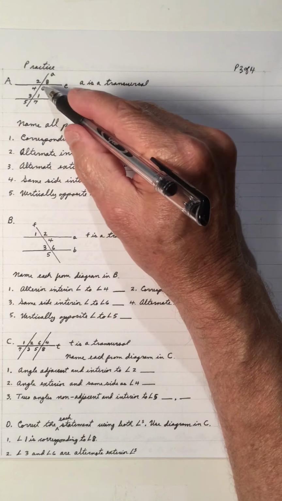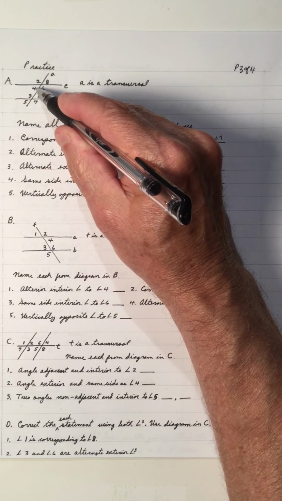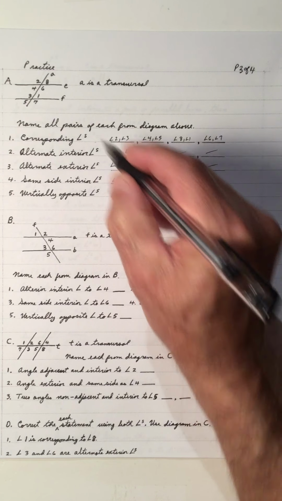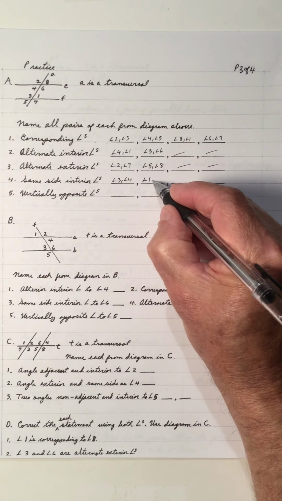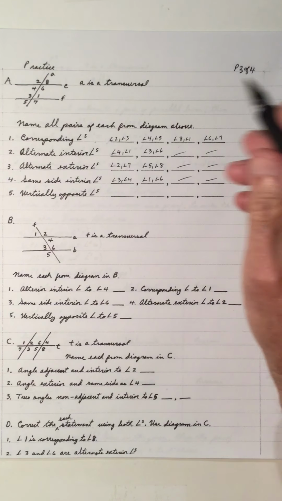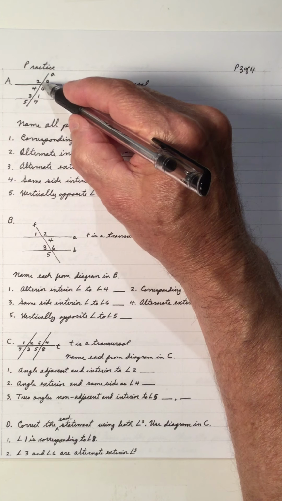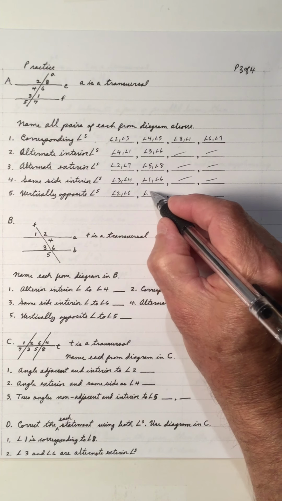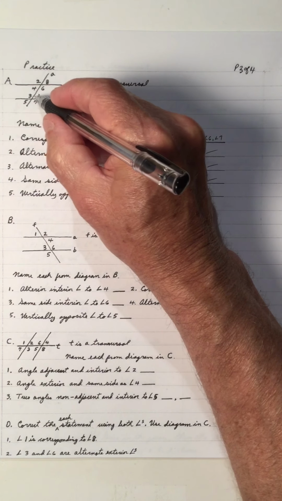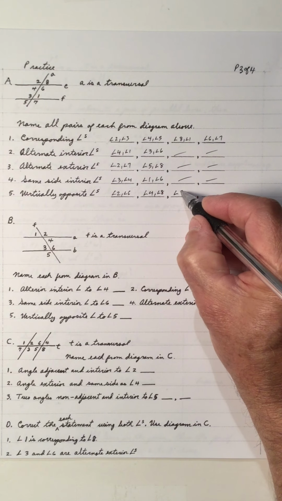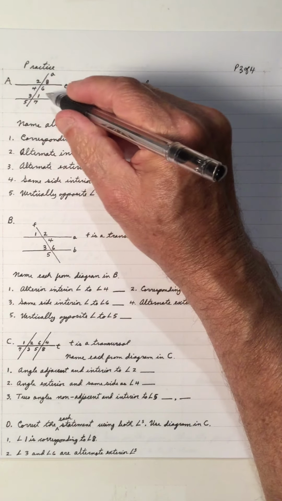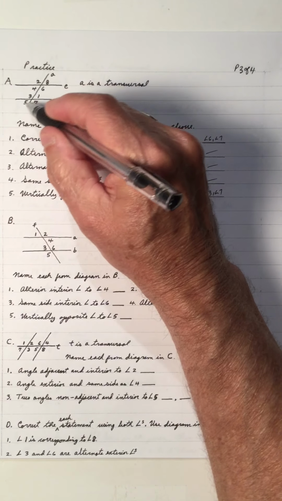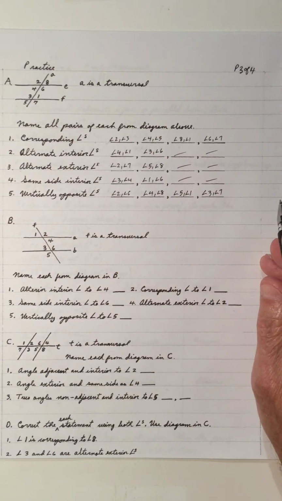Same side interior angles, interior angles on the same side, would be 3 and 4, and 1 and 6. And there's no other pairs. And vertically opposite angles: 2 and 6, 4 and 8, and down here 1 and 5, angle 5 and angle 1, 3 and 7, angle 3 and angle 7 are vertically opposite angles across the vertex when two lines intersect.